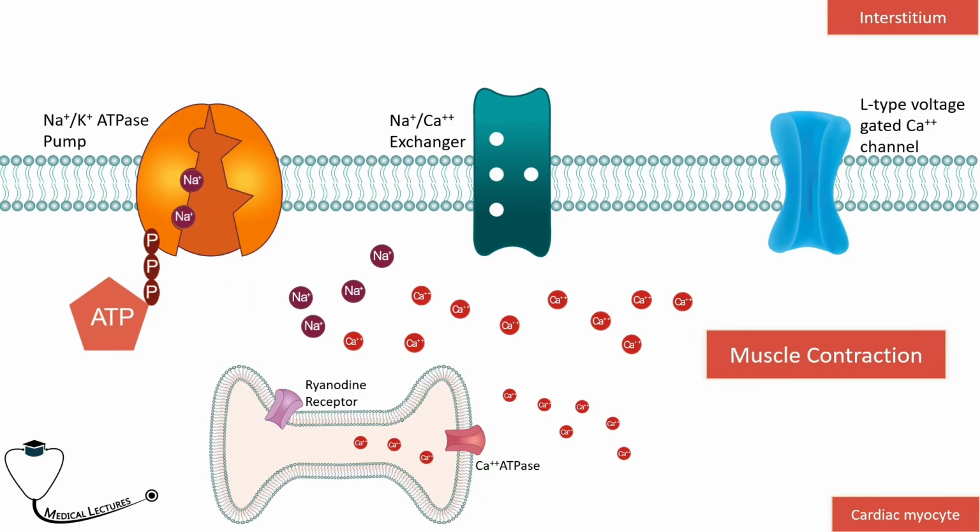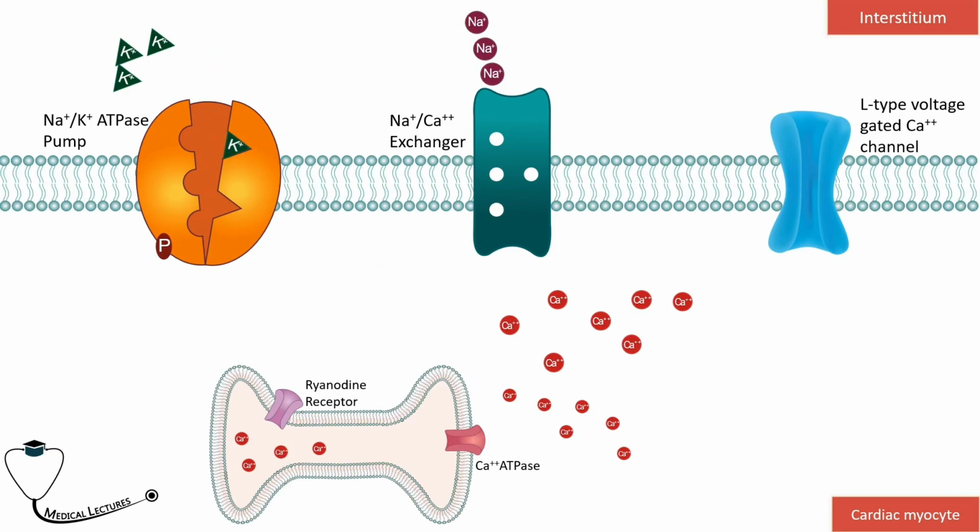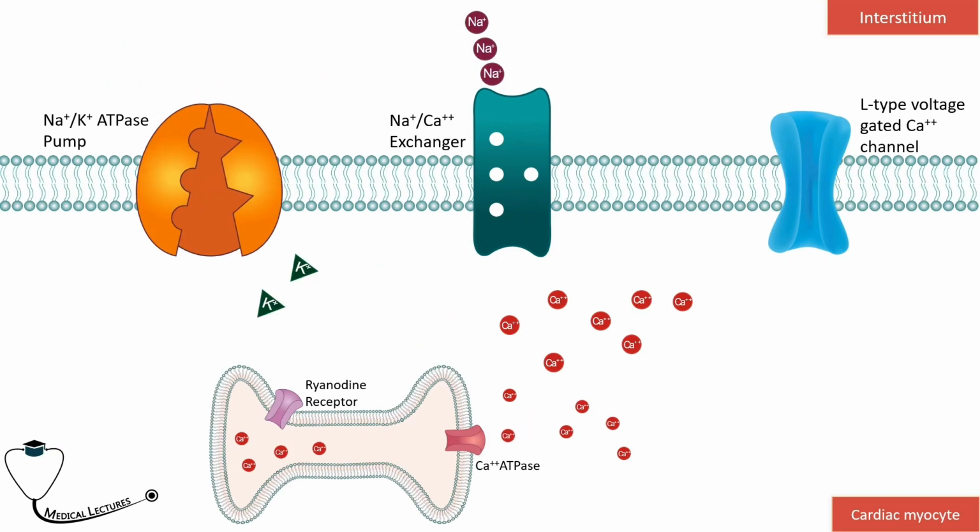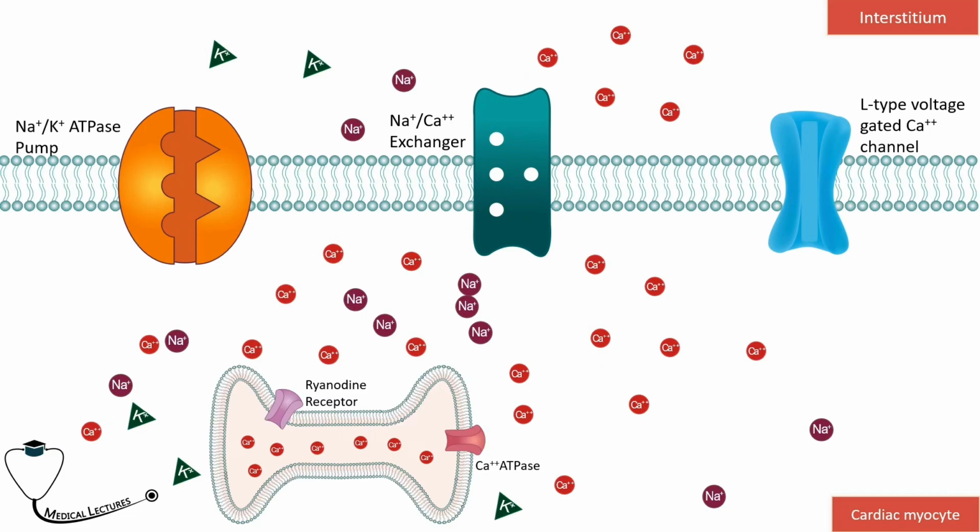After the action potential ends for muscle relaxation, the extra calcium in the cytosol is removed by two means. Some of it is pumped back into the sarcoplasmic reticulum via calcium ATPase, and the rest is pumped out of the cell via sodium-calcium exchanger. Now, what happens in the presence of digoxin?